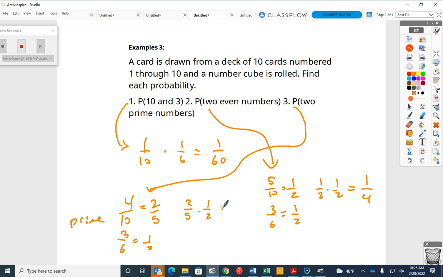And what do we get? What's 2 times 1? 2. Uh-oh, can I do something here? Can I do some cross canceling? Yes. I can do these 2s, right? 1 times 1 is 1. What's 5 times 1? 5. Easy enough?